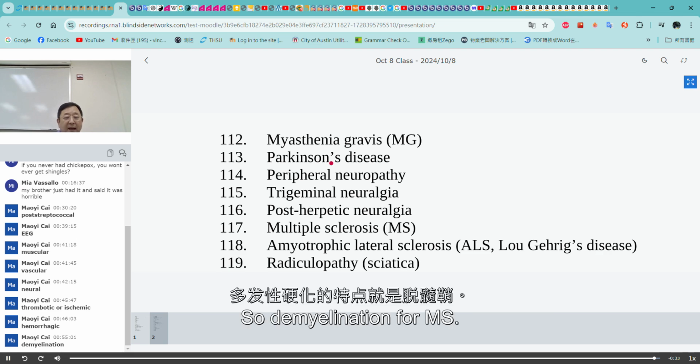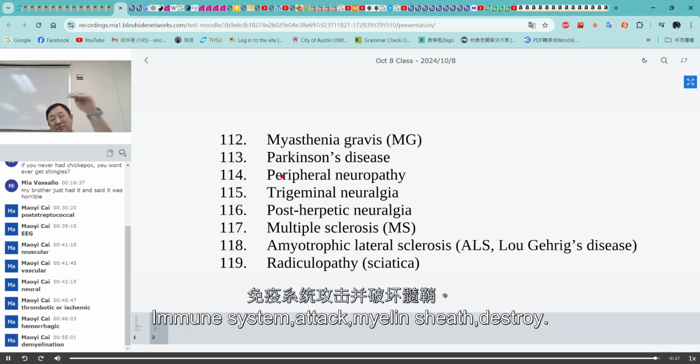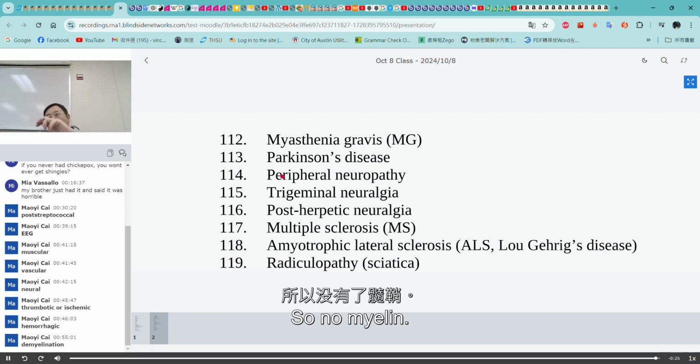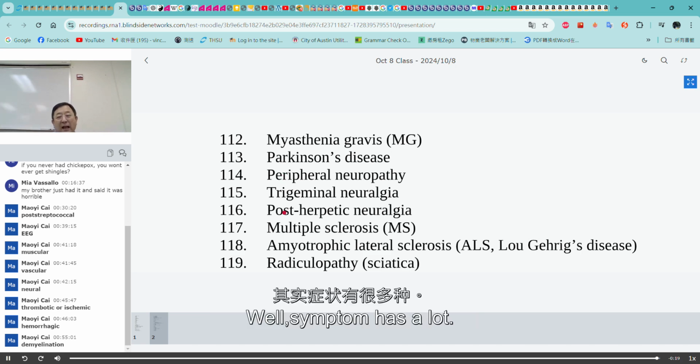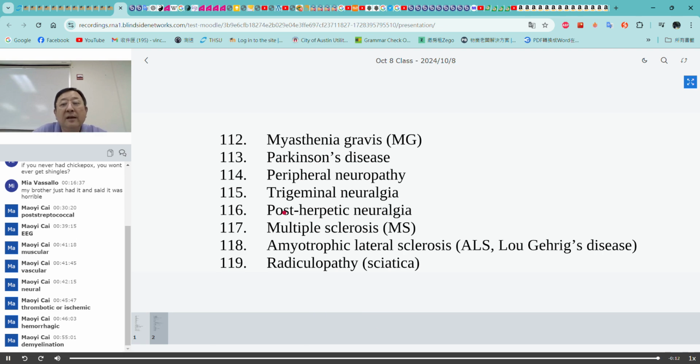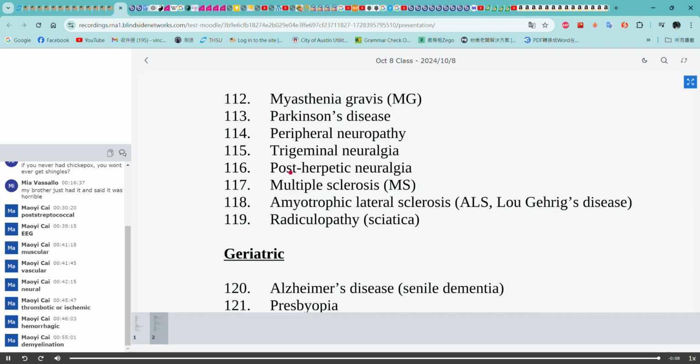Okay, so demyelination for MS. And the nature is autoimmune, the immune system attacks and destroys the myelin sheath. So no myelin, and the nerves all become naked, so transmission will slow down. What is the symptom of that? Well, there are a lot of symptoms. Sensory symptoms. Yeah, it's time. So we'll talk about this.